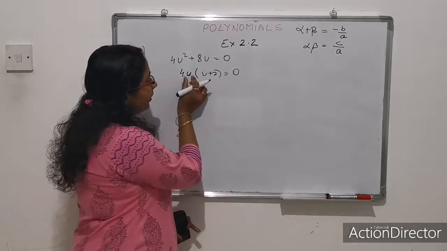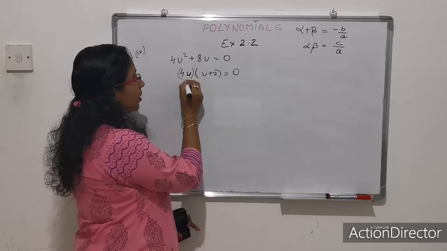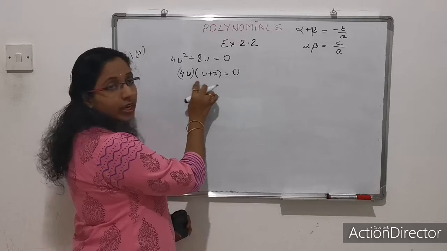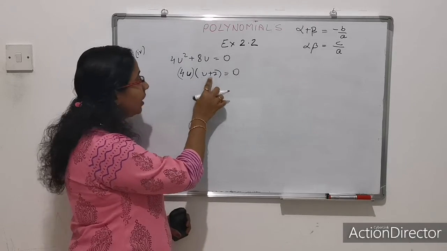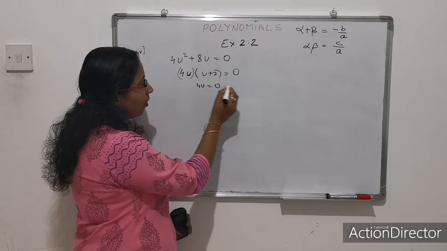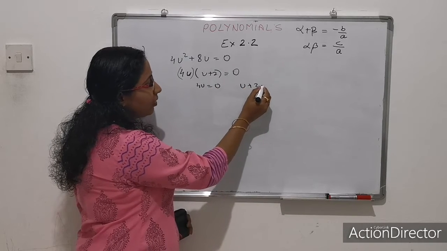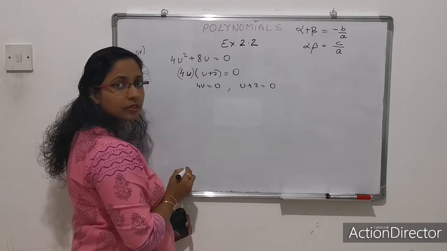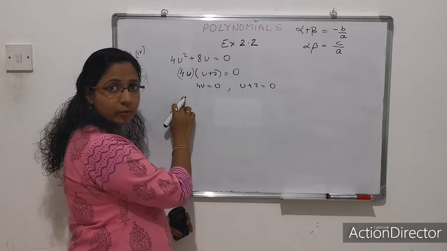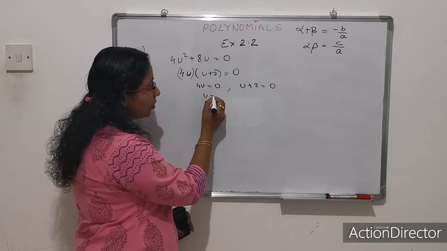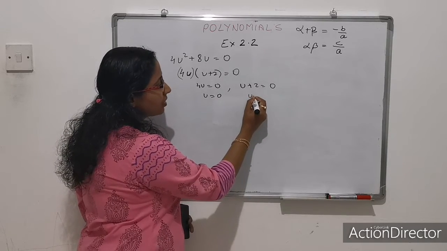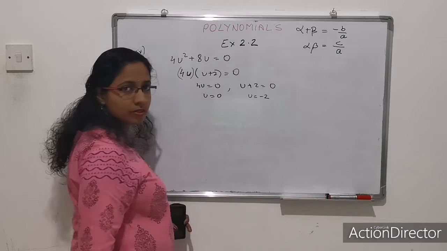So this 4u, either this will be 0 or this will be 0, this is the product, right? When we were getting the answer over here, the products, here we have the answer in the first step itself. Okay? So this is the product. So either 4u will be equal to 0 or u plus 2 will be equal to 0. Right? So if 4u is equal to 0, it means u is equal to 0. 4 cannot be 0, right? So u is 0 is the one solution, and this becomes u is equal to minus 2 is the second solution.